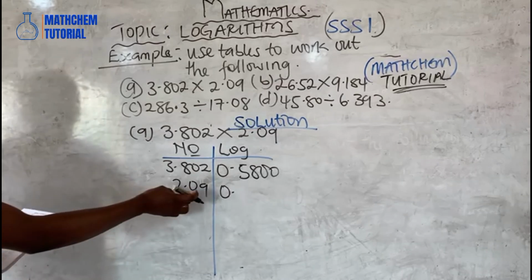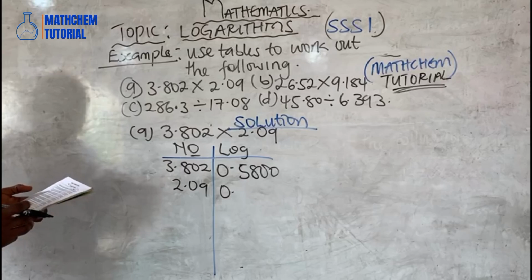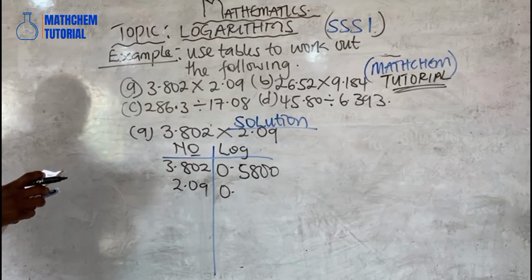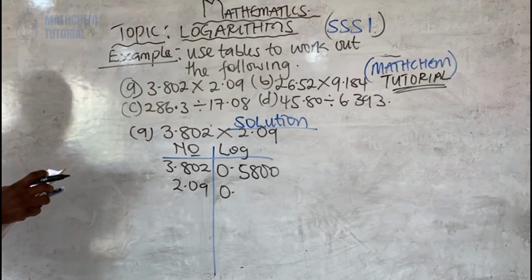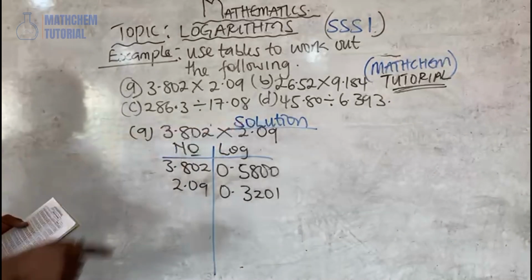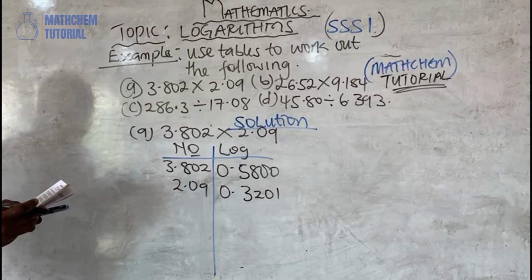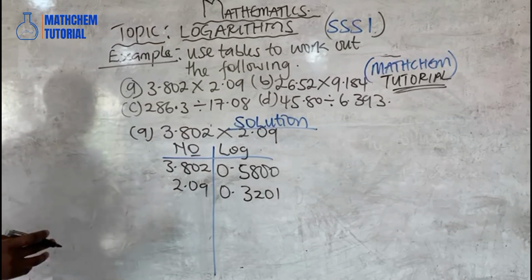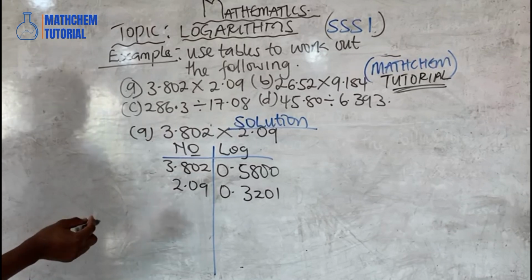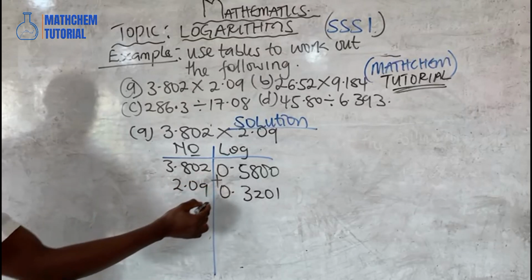Then look at log 20 under 9, difference nothing. So log 20, and that log 20 gives us under 9, that gives us 3201. So I'll write 3201. So log 20 under 9 gives us 3201. Then what do we do next? Because of this sign which is here, this sign is times. So under log, times changes to addition. So I'm going to sum this value together.